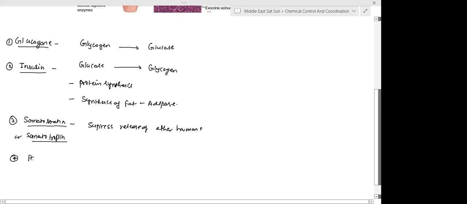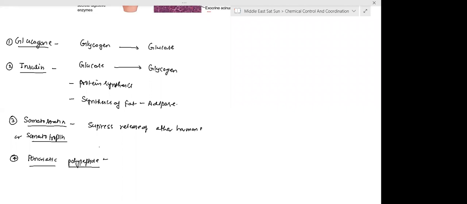Pancreatic polypeptide. It inhibits the release of digestive secretion of the pancreas.